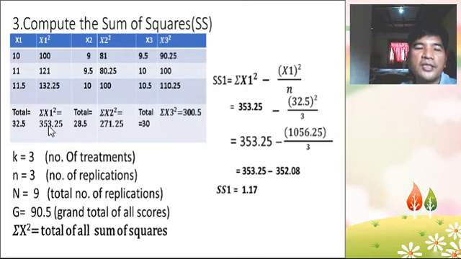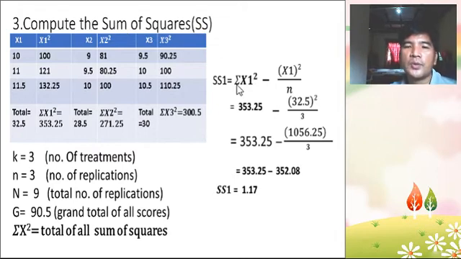Then the sum of x squared is the total of all sum of squares. You get the total 353.25 plus 271.25 plus 300.5 equals 900 something. Okay, you just add the 3 sums of squares to get the total of the sum of squares. Okay, the step number 3 is compute the sum of squares.